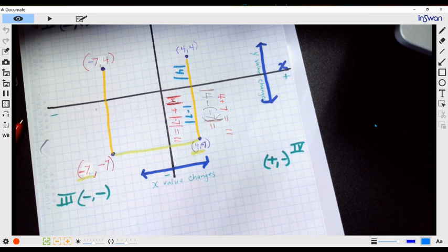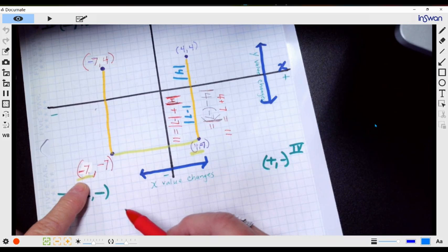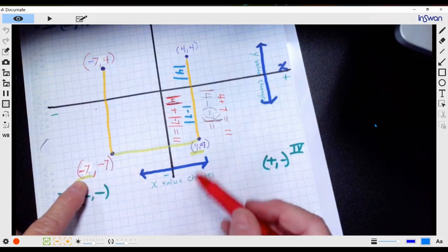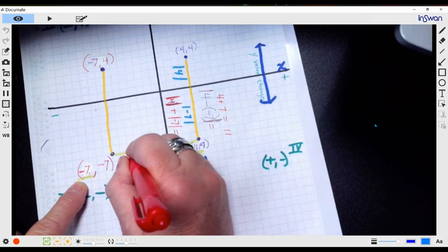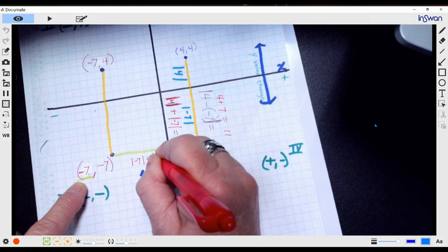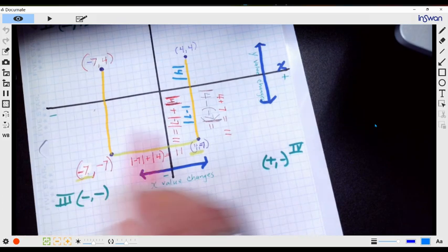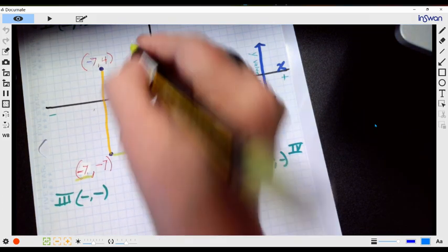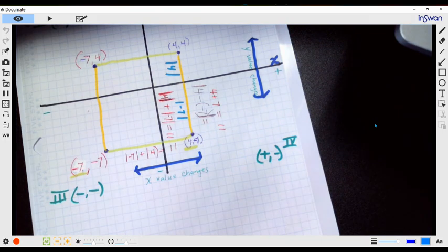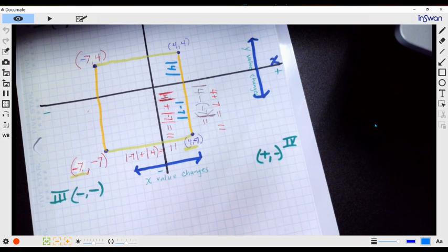To find the difference between these points, I would take the absolute value of negative 7 plus the absolute value of 4, and 7 plus 4 is also 11. So that's going to give us a distance also of 11. So this is actually a square figure, which means I could use these values to calculate the area, or I could use these values to calculate the perimeter.